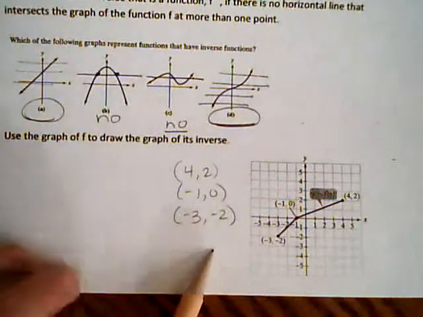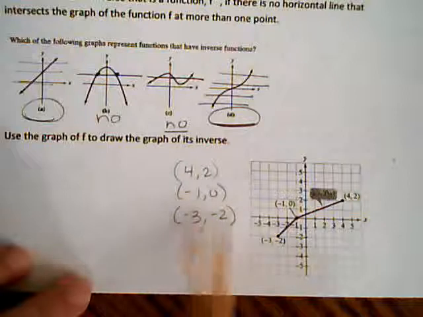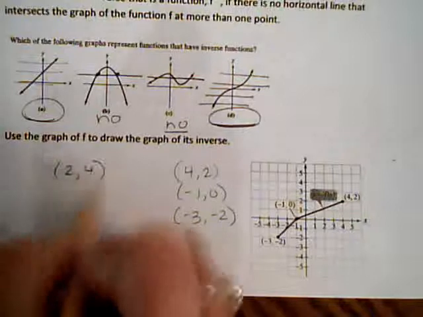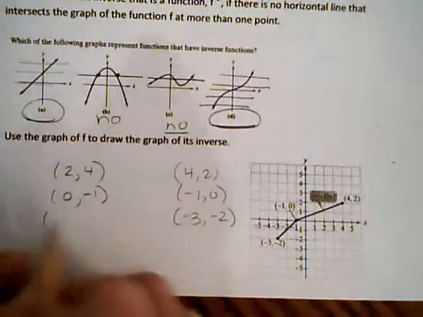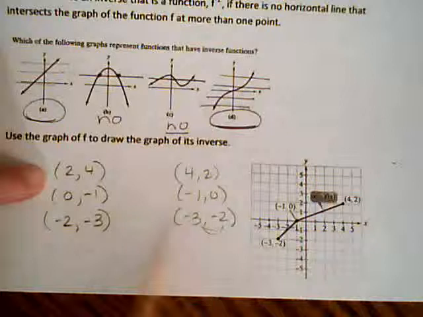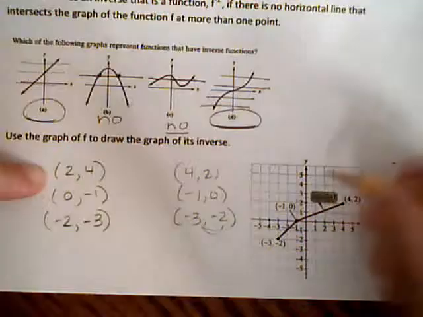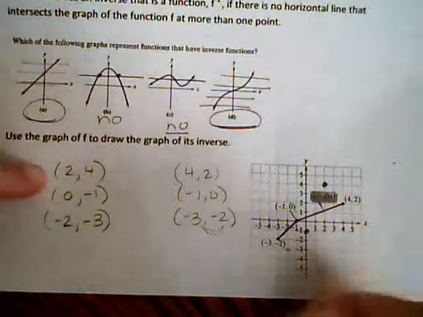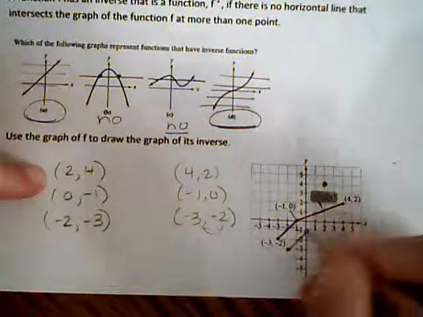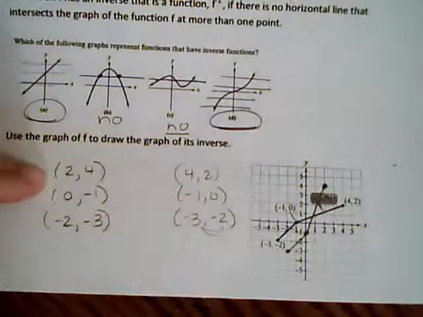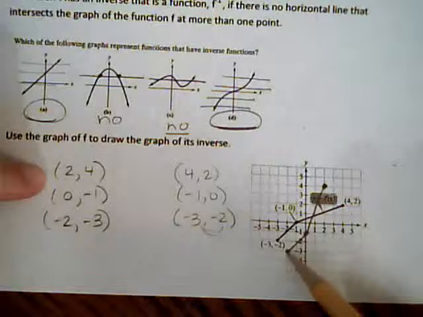Well, to graph the inverse, all you would need to do is interchange your x's and y's. So your inverse function would have the points (2, 4), (0, -1), and (-2, -3). You would just switch x and y. So if I plot those points, (2, 4) would be here, (0, -1) would be here, and (-2, -3) would be here. I get this graph, which kind of looks like a mirror image, okay, and it will, but this would be the inverse of the original function.